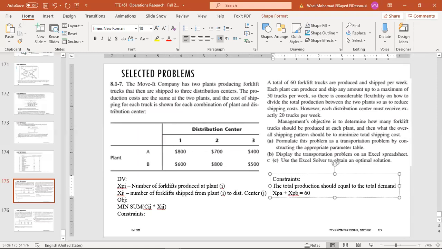What is the production here? The amount produced from plant A and the amount produced from plant B, that's XPA and XPB. The sum of these two values should be equal to the demand. The demand at each distribution center is 20 trucks per week. What else do we have?